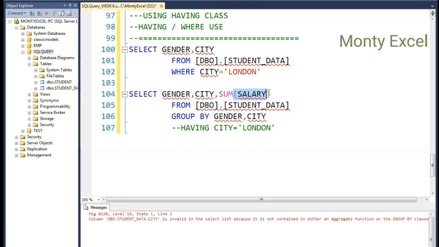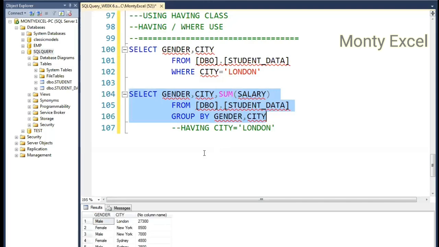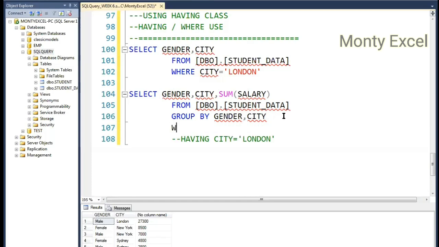This is anyway aggregated, so there is no need to talk about salary here. So let me run it. Will it give the result? Okay, it has given the result. Now, can I use where condition after the group by clause? So let me say city equal to London. When you can use where clause, then what is the purpose of using having then?